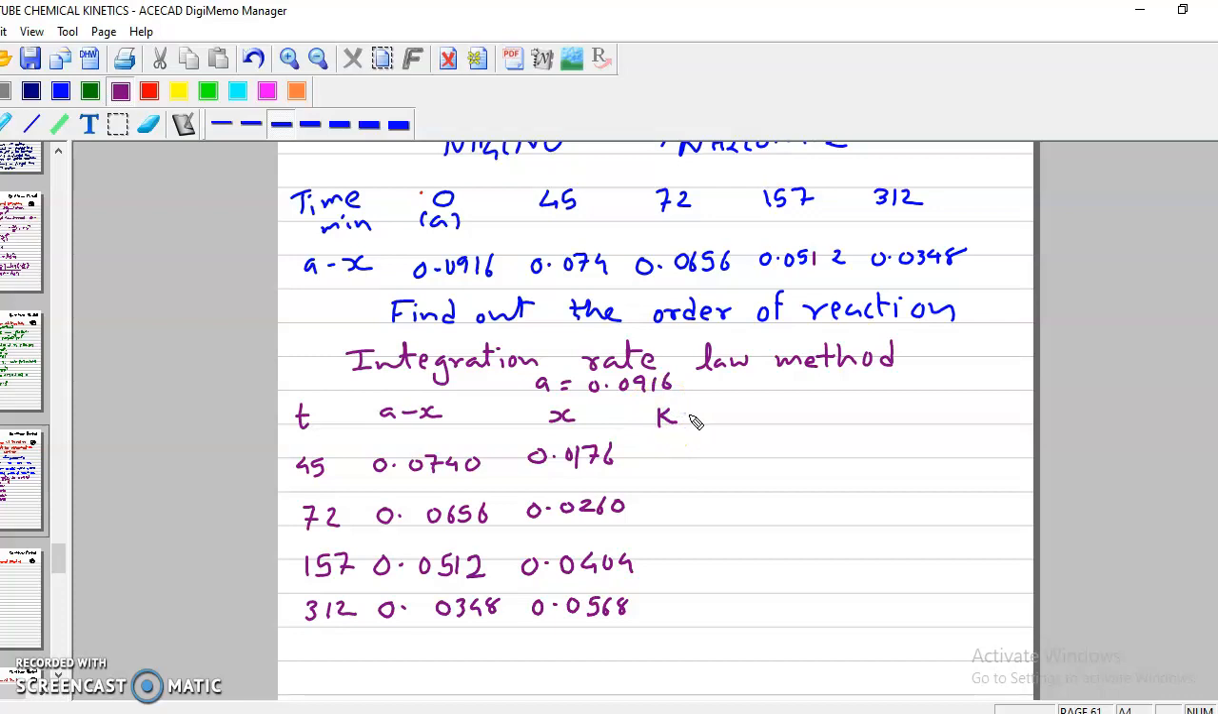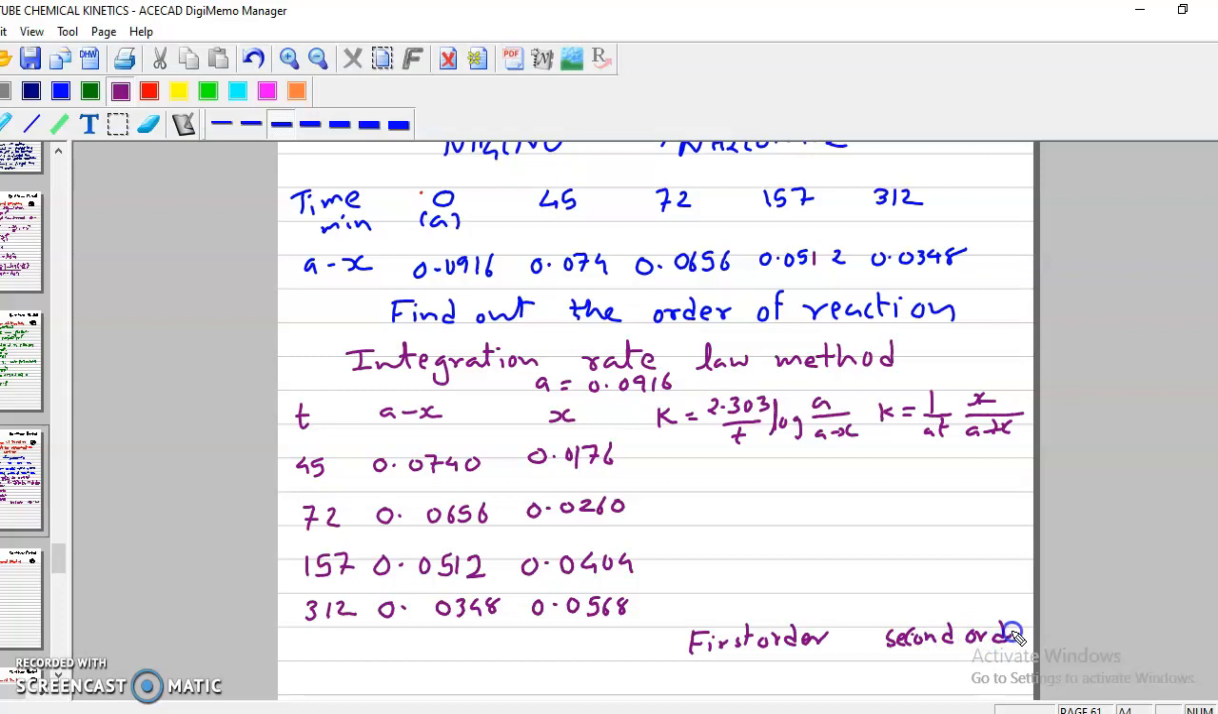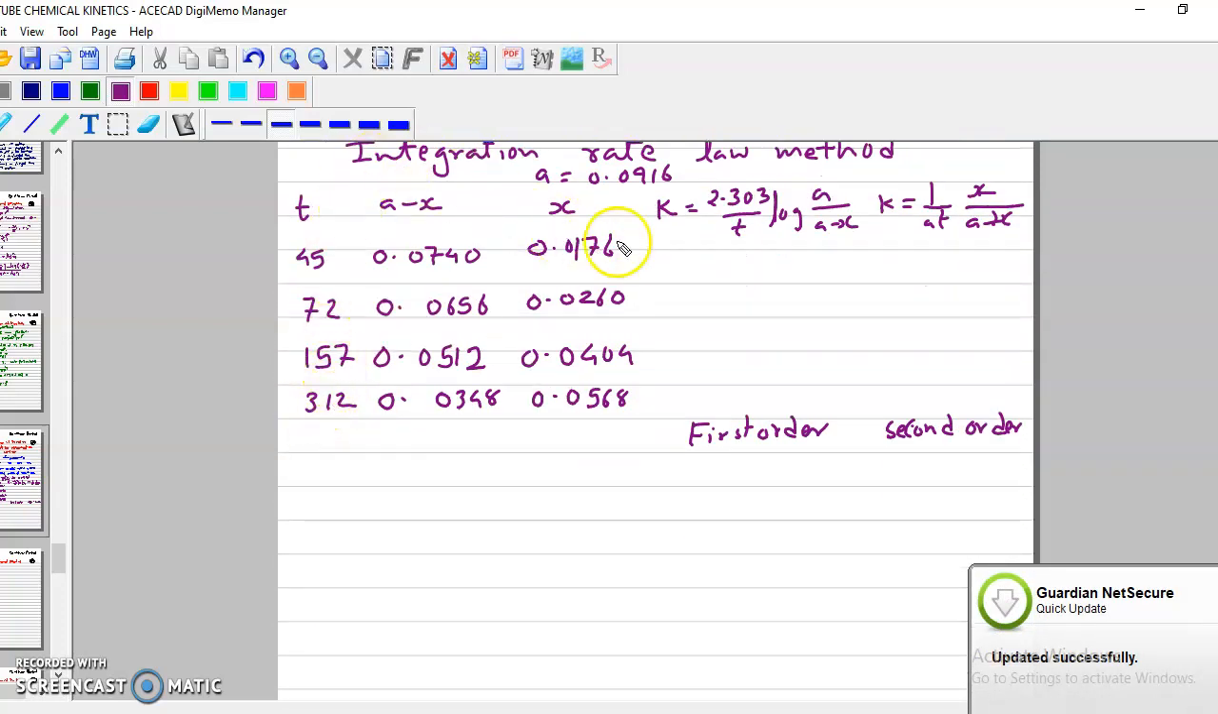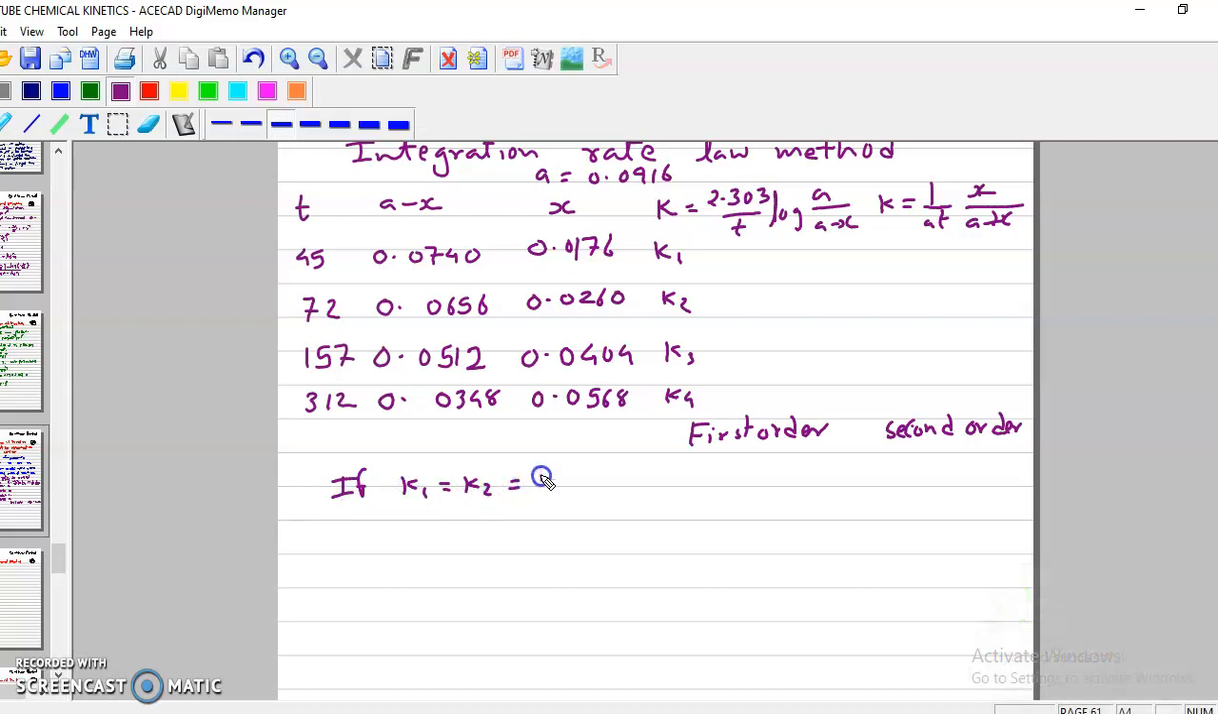Now we can apply k is equal to 2.303 upon t log a upon a minus x, or k is equal to 1 upon t x upon a into a minus x. This is for first order, and this is for second order. Okay, so if the values k1, k2, k3 and k4, if k1 is equal to k2 is equal to k3 is equal to k4, then it follows first order.